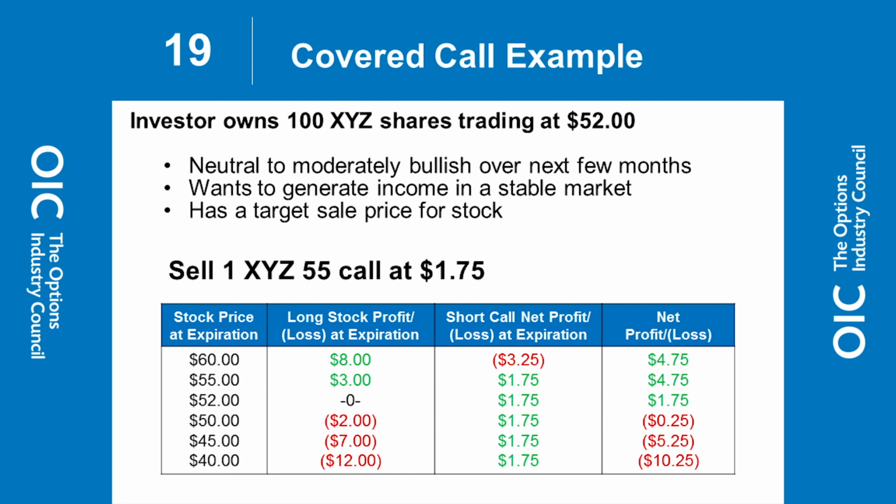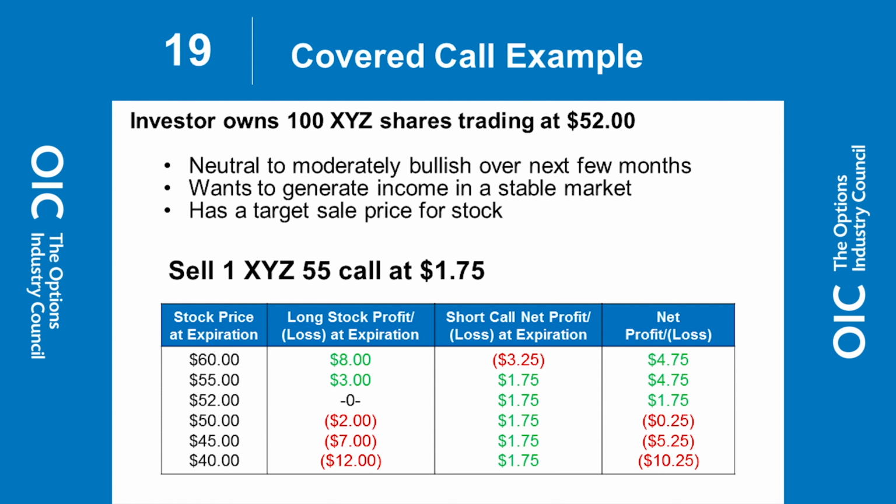We own it from 52. That's where it closes at expiration. We don't make anything on the stock, but we do collect that $1.75. Remember, when we sold the option to begin with, we collected $1.75 up front. We keep that premium, so if the stock doesn't go anywhere, we make $175. That's our net profit. The premium that we received when we sold the options, that's ours to keep no matter what happens.